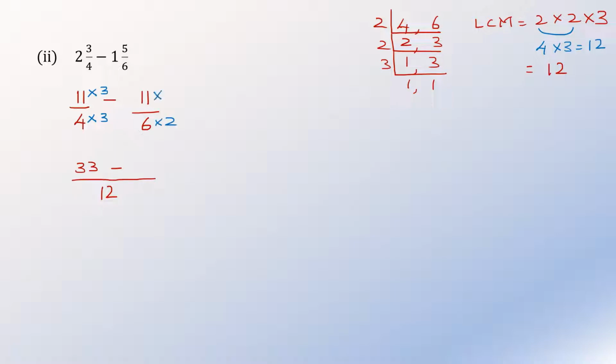So 11 2s are 22. So let's minus these two. 33 minus 22. So that is 11. So we've got 11/12 as our final answer.